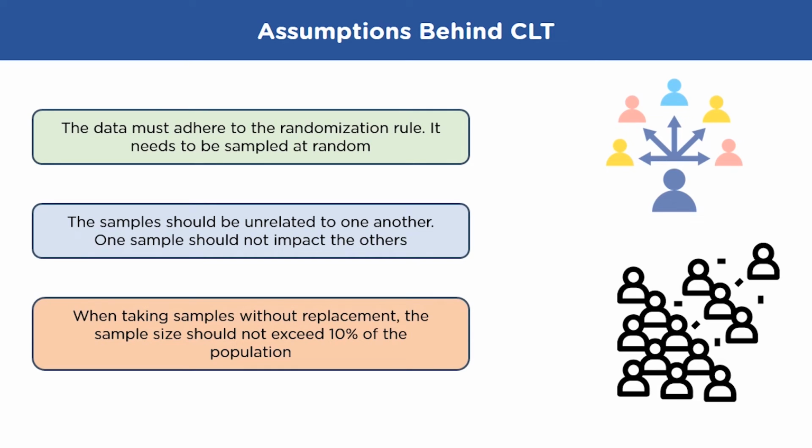The third and the last one is the 10% condition. This states that when the sample is drawn without replacement, the sample size, which is n, should be no more than 10% of the population.